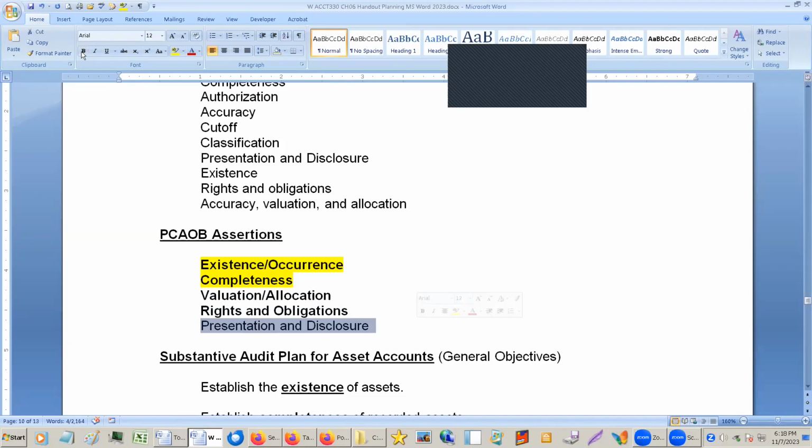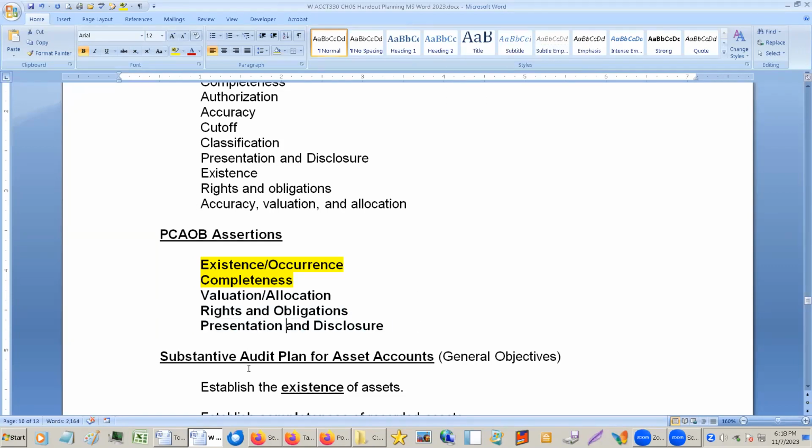Presentation and disclosure. How do they show things? How do they disclose things? How do they put them in the financial statements? For instance, however you do your inventory, FIFO, LIFO, average cost, or whatever it is, it's required that you put that in the footnotes, so that someone reading the footnotes will know how you're doing your inventory. That gives them information, because they may be comparing to one company that uses LIFO and another company that uses FIFO. They can get different numbers even though they have exactly the same sales.